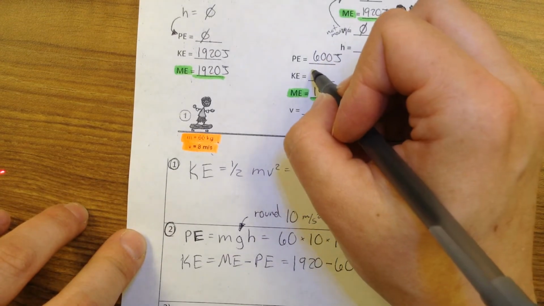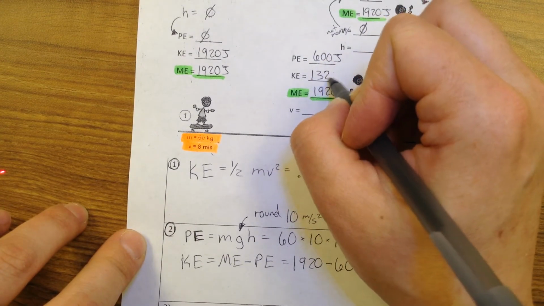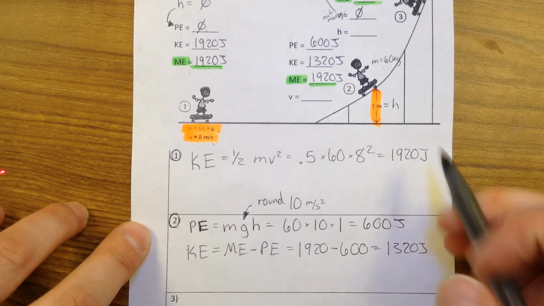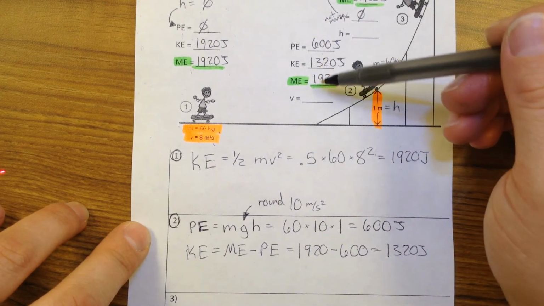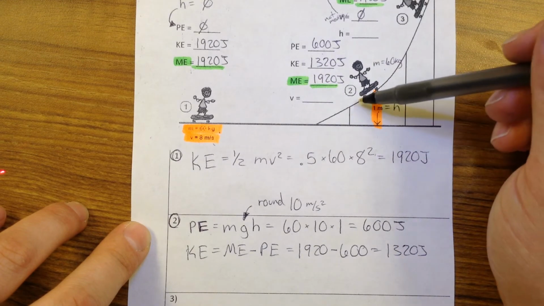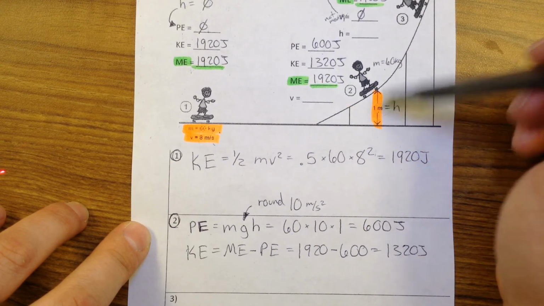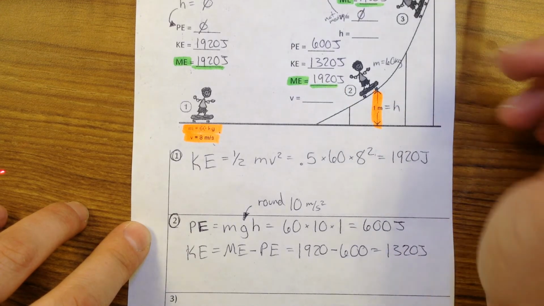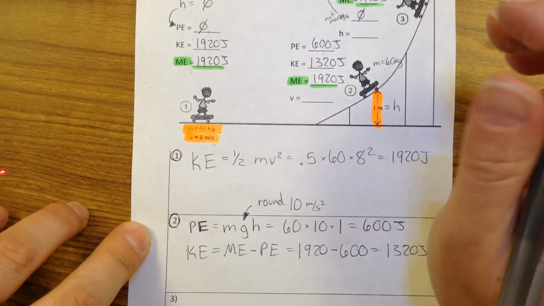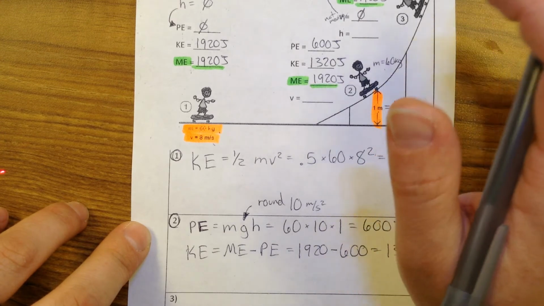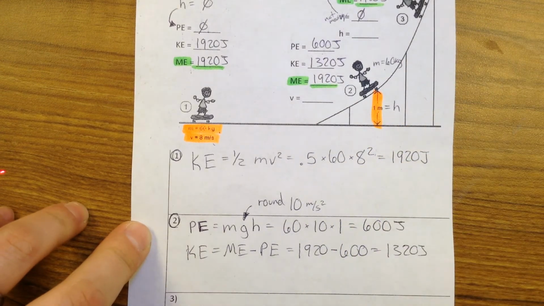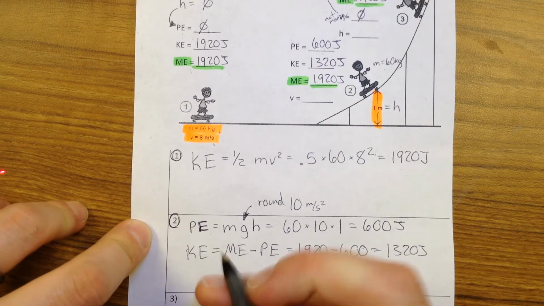So my kinetic energy at position 2, 1,320 joules. Now I have potential, kinetic, and mechanical energy. I know the height, I have the mass, I want to know the velocity. Now this is where you need your notes on potential and kinetic energy, because there I showed you the algebra to rearranging these formulas. Okay?